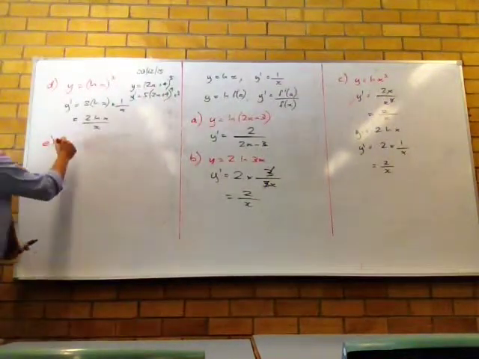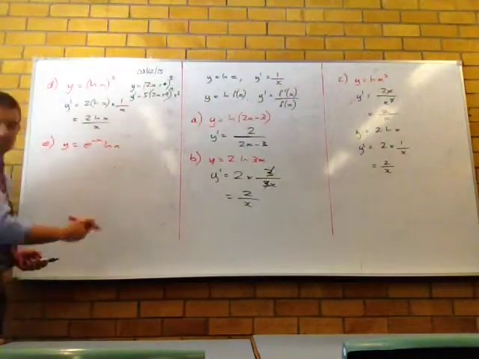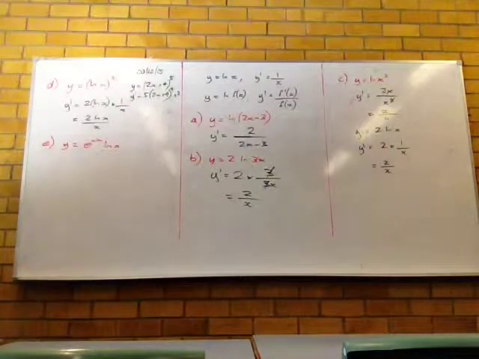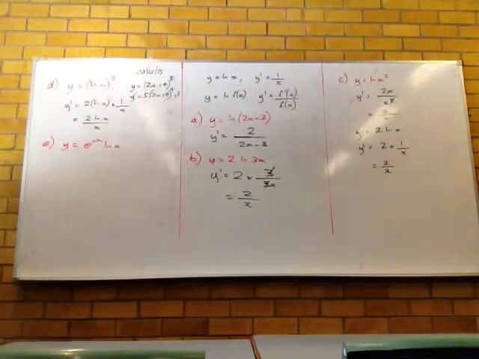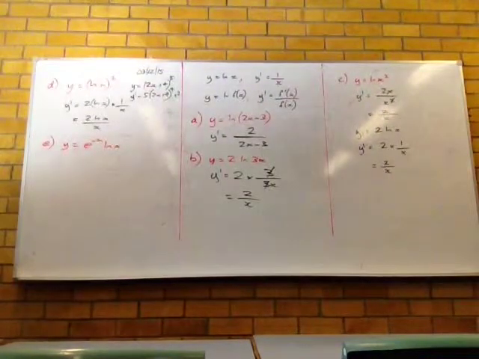Okay, y equals e to the negative x times the natural log of x. So what do I need to do here? ln x to the e equals x.